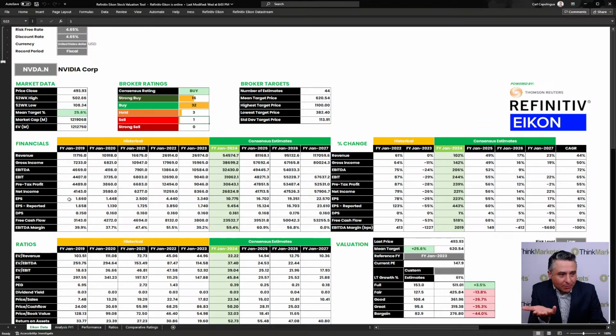Make of that what you will. I think the broking community is quite positive on it. Why are they positive on it? Let's look at the earnings line.